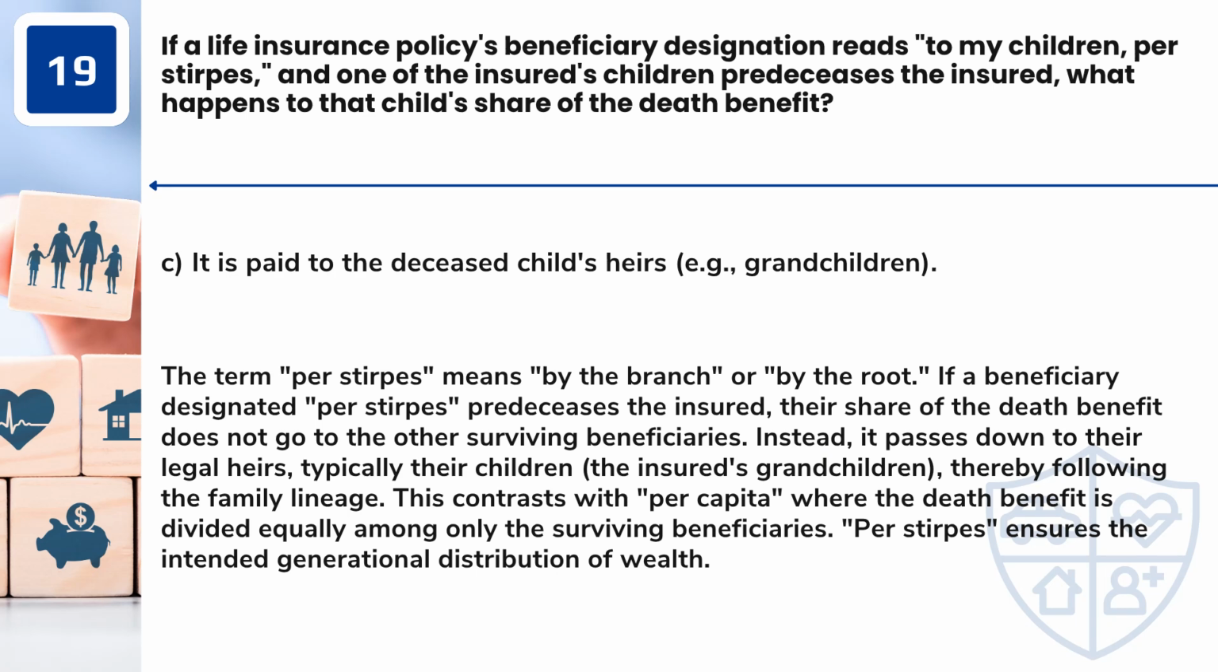Answer: C. It is paid to the deceased child's heirs, for example grandchildren. The term per stirpes means by the branch or by the root. If a beneficiary designated per stirpes predeceases the insured, their share of the death benefit does not go to the other surviving beneficiaries. Instead, it passes down to their legal heirs, typically their children, the insured's grandchildren, thereby following the family lineage. This contrasts with per capita, where the death benefit is divided equally among only the surviving beneficiaries. Per stirpes ensures the intended generational distribution of wealth.